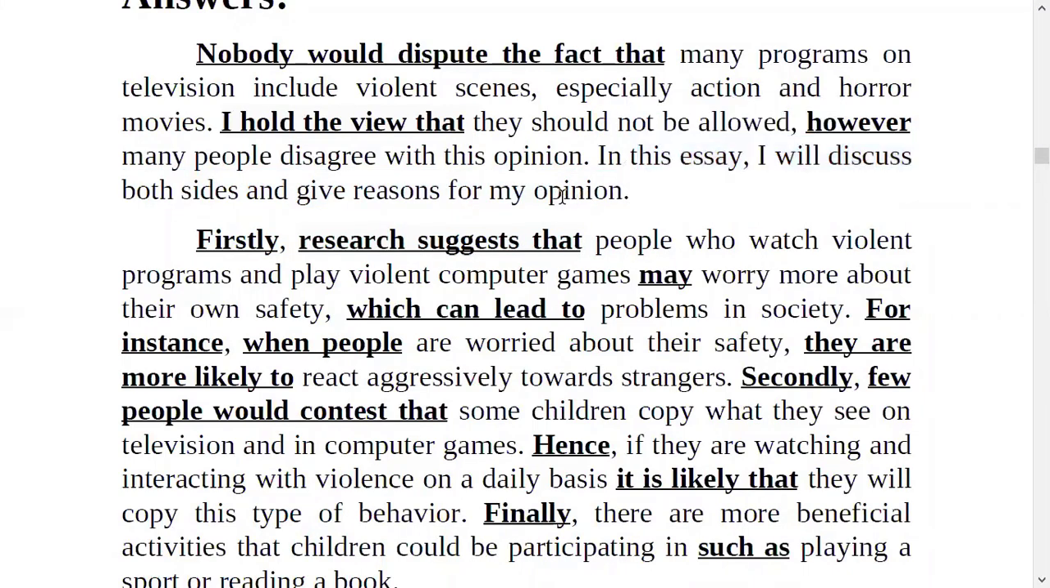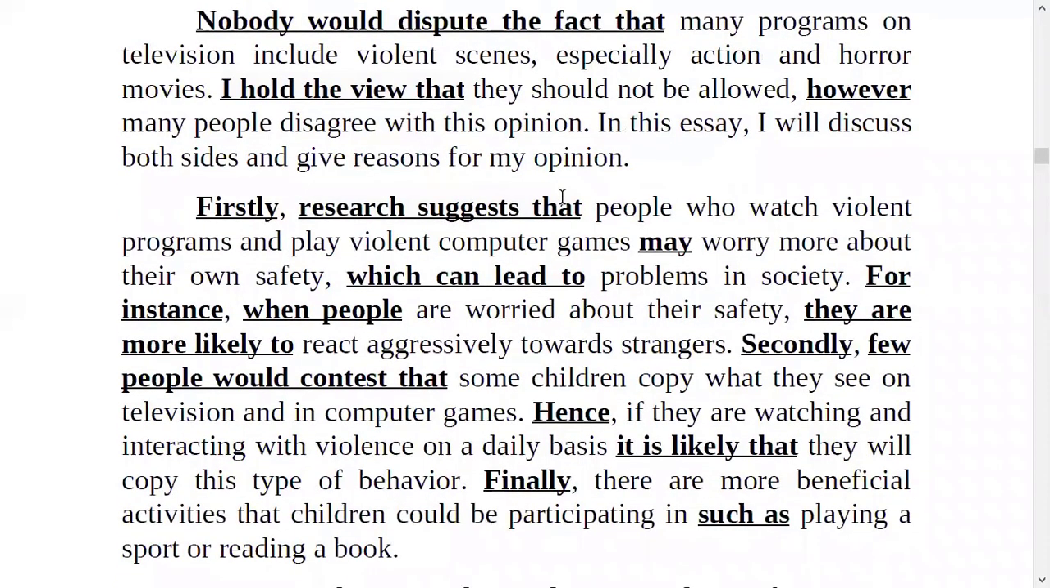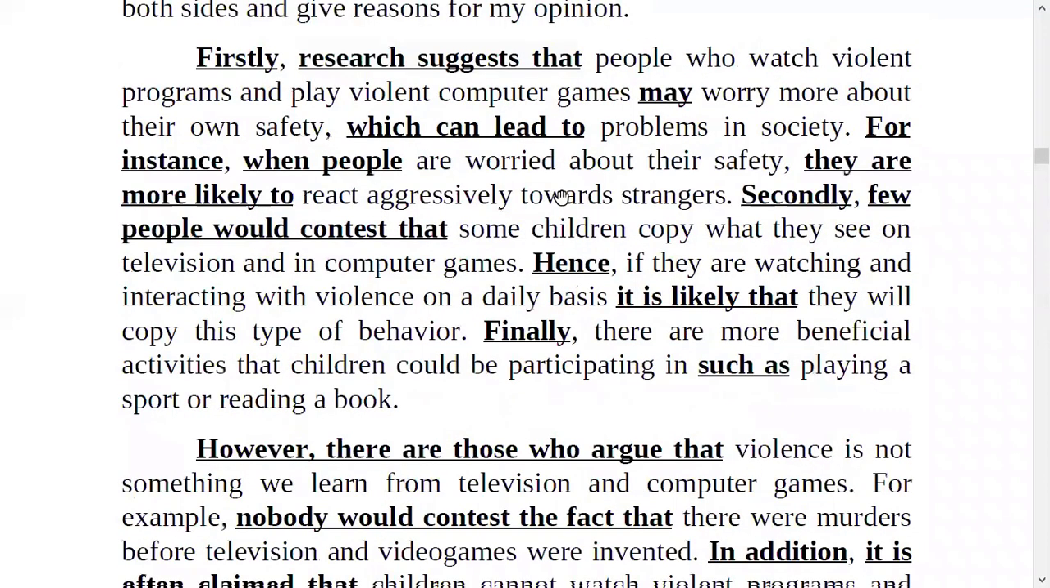Okay, so today we have discussed some phrases. I hope you liked it and you would use these in your own essays. Okay, so that's it for today.